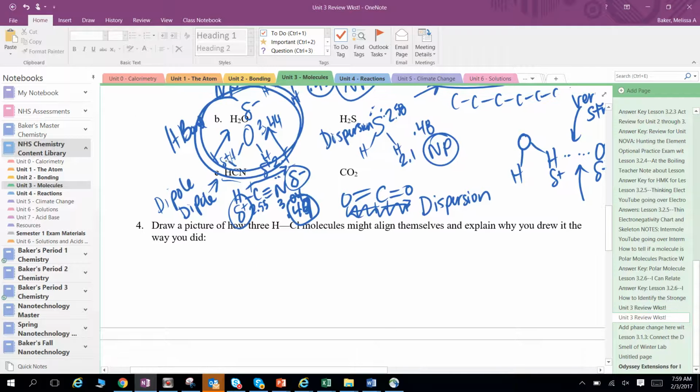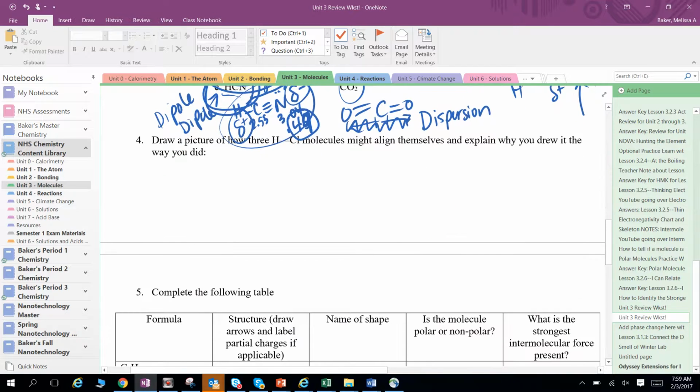So in this situation, HCN would be more difficult to boil because those molecules are slightly sticky, more attracting each other than the carbon dioxide molecules. Draw a picture of how 3 HCl molecules might align themselves and explain.